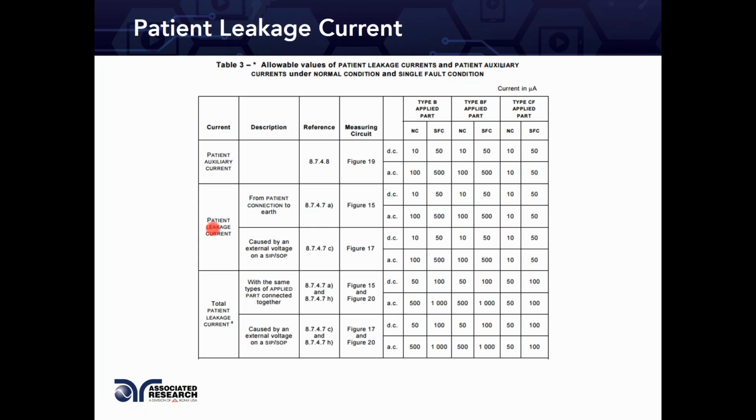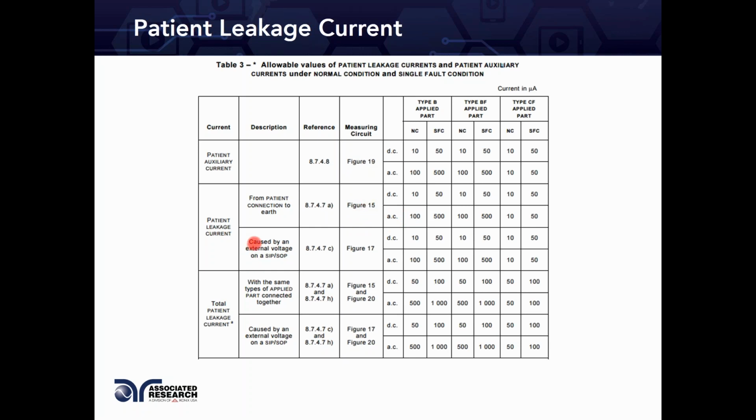So patient leakage, again, this is where one of your applied parts is leaking to ground, from patient connection to earth. This is exactly what the description says. If your product is connected to a patient, is it sensing something for your product to measure the heart rate or some type of other functionality? Now, at that point, does it allow additional leakage to earth through the human body? So allowable limits are listed here, going across for AC and DC separately. Now the measuring circuits are all listed in these figures, and we'll review a few of them in the next few slides.